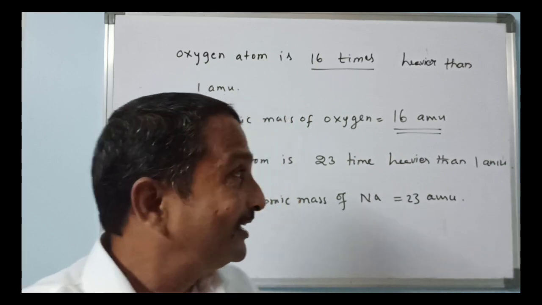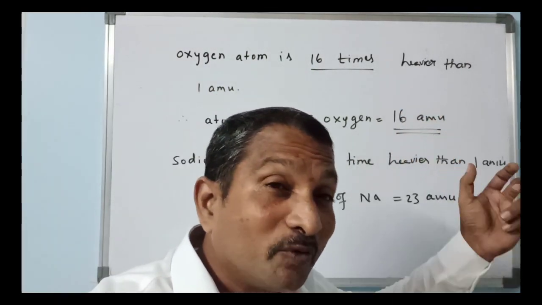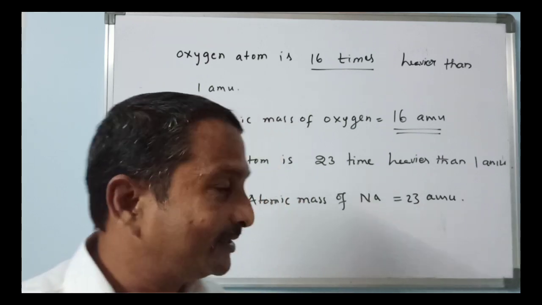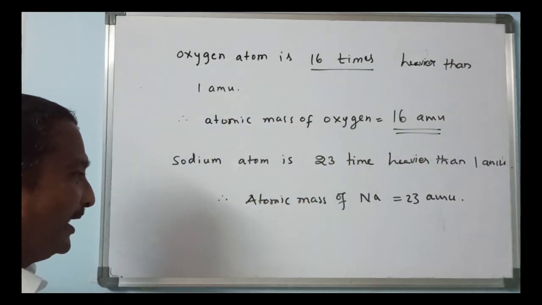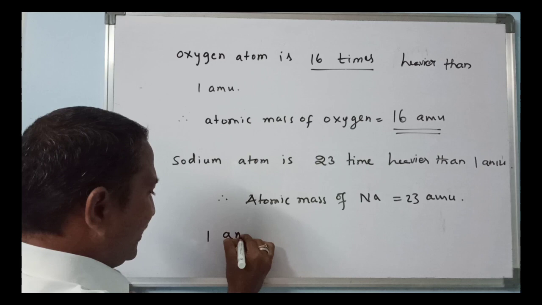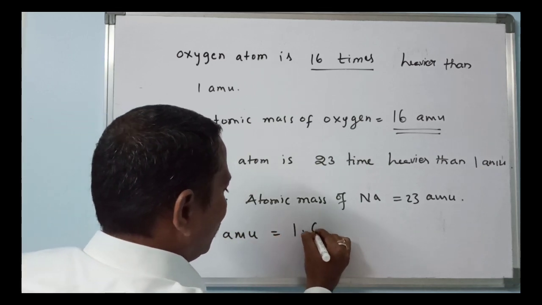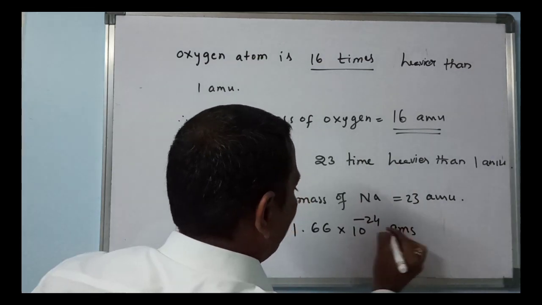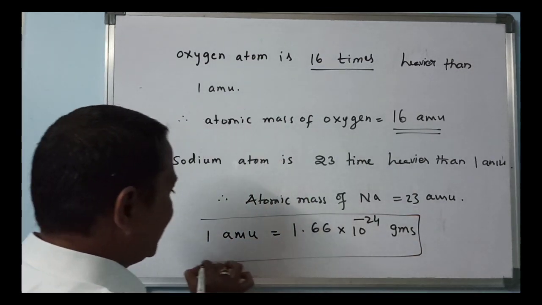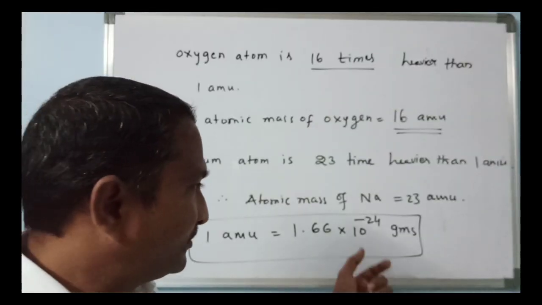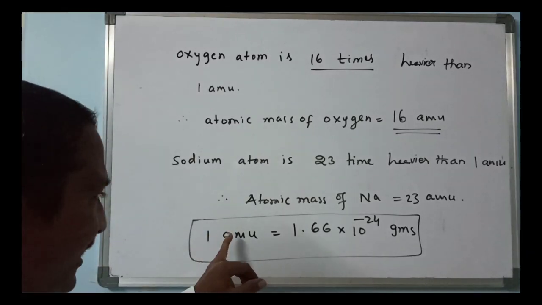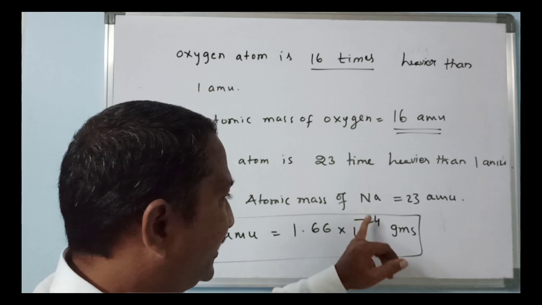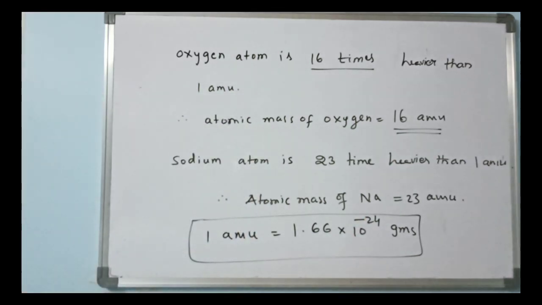Clear all of you? This is the mass of only one atom. Remember, mass of one atom, not mass of group of atoms. But one more thing you remember, one atomic mass unit is equal to 1.66 into 10 power minus 24 grams. This is the relation between AMU and grams.